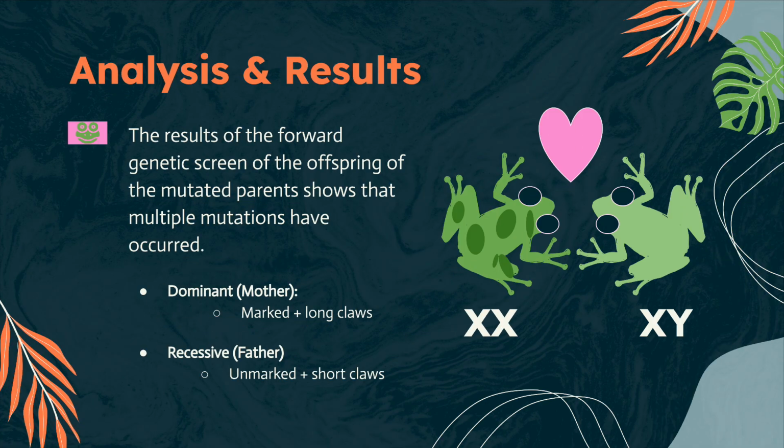After mating the two frogs subject to UV, the results of the forward genetic screen of their offspring show that multiple mutations have occurred. The resulting novel traits included various physiological changes. The mother frog possesses the dominant traits, which are a spotted back and long claws, while the male frog possesses the recessive traits, being an unmarked back with short claws. All the offspring possess new traits different to those that either parent has possessed.